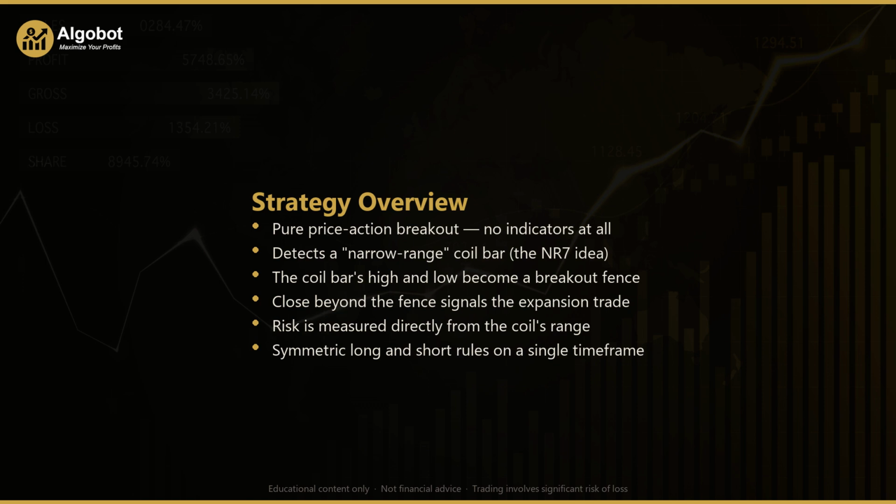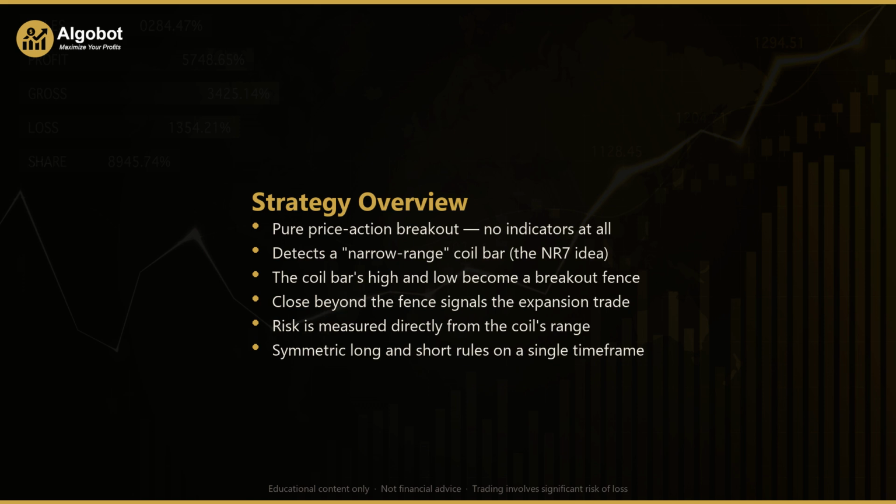The key building block is what traders call a narrow range bar, sometimes known as the NR7 setup. A narrow range bar is simply a candle whose high-to-low range is the smallest of the last several completed bars. When the EA sees one of these, it treats it as a coil, a moment where the market is quietly storing energy before a directional move.